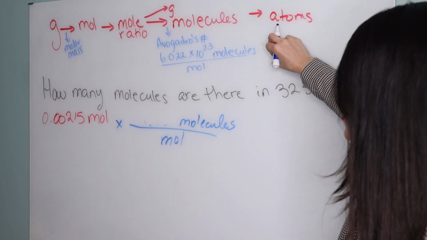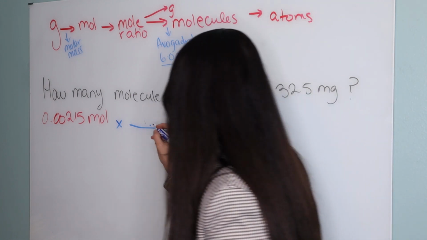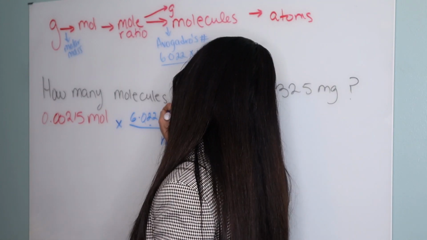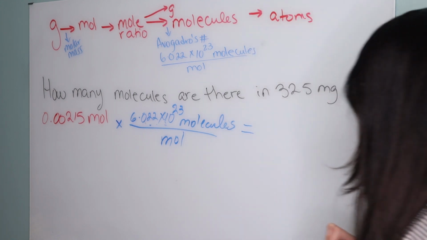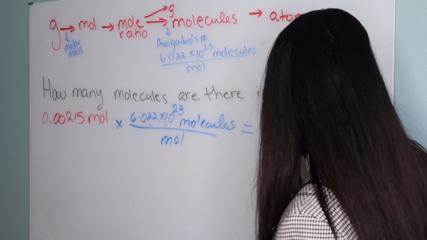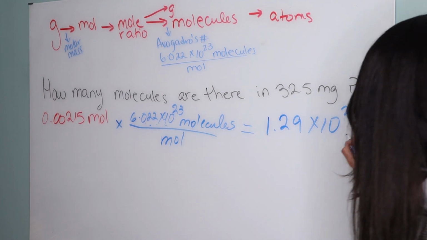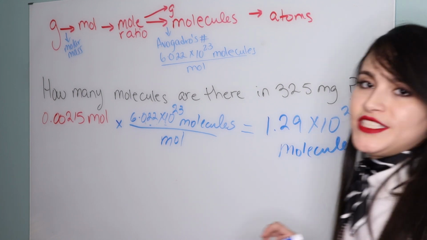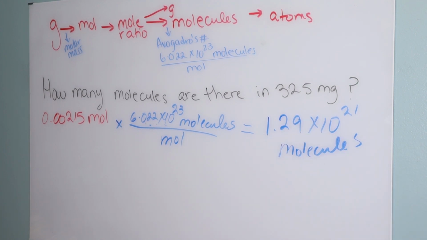So looking over here at the Avogadro's number, we have moles over molecules, so there's no need for me to flip this fraction. I can just go ahead and write it here. 6.022 times 10 to the 23rd. Now you're going to plug this into your calculator, and the answer is going to be 1.29 times 10 to the 21st, and then we have molecules. We check the significant figures, so we had 3 starting up, we have 3, we're good.